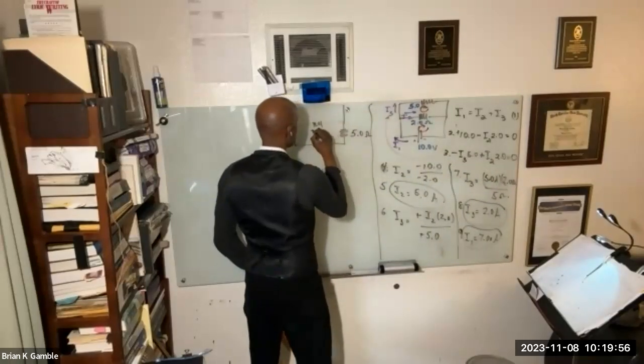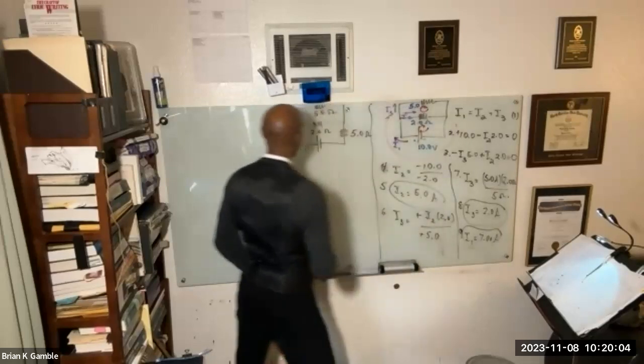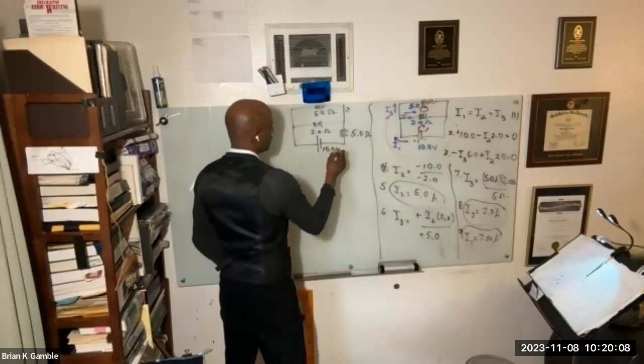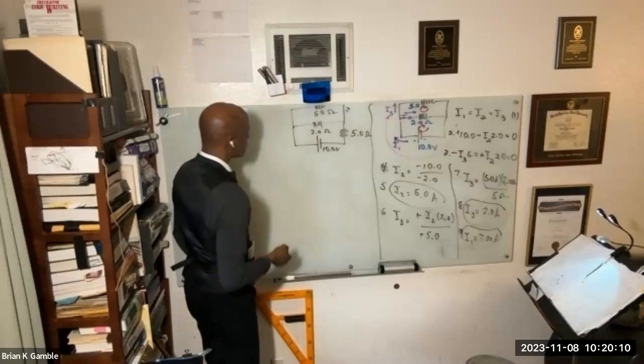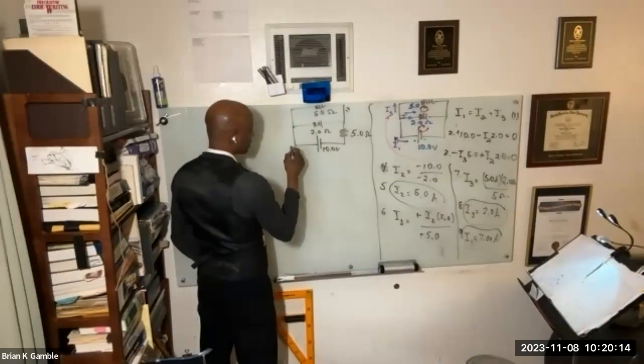This is 2 ohms. And this is 5 ohms. Right? Yeah. And then this is still 10 volts. So go ahead and do Kirchhoff's rules again. Basically, it's very similar. The current rule is going to be the same, right?